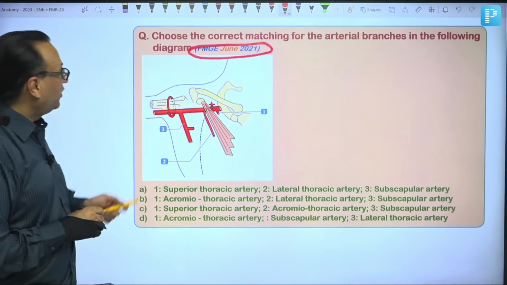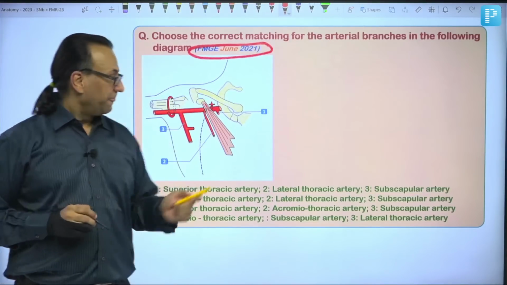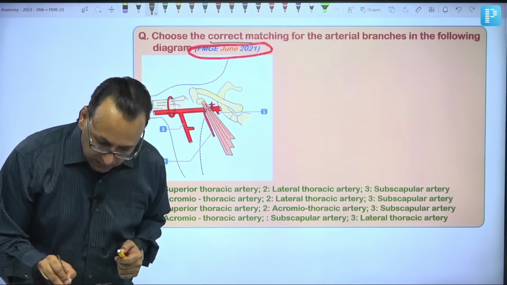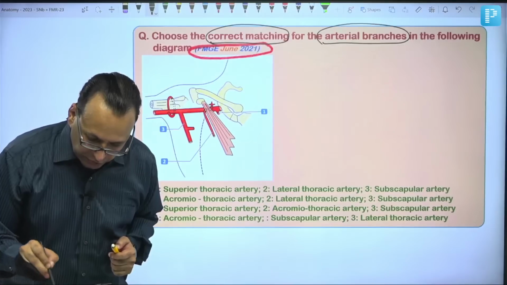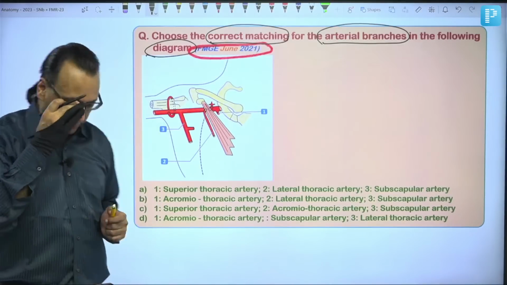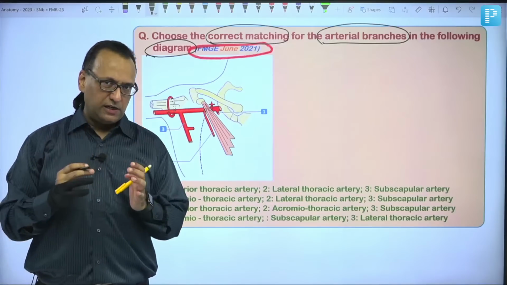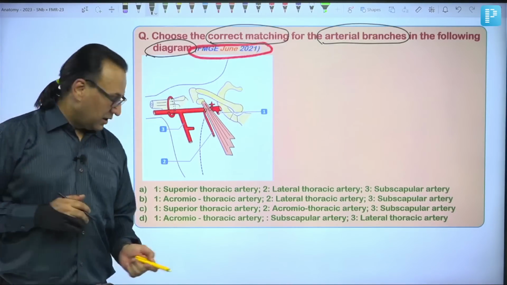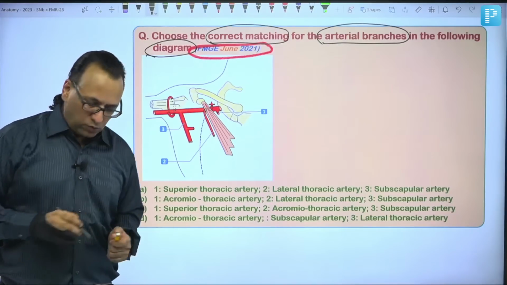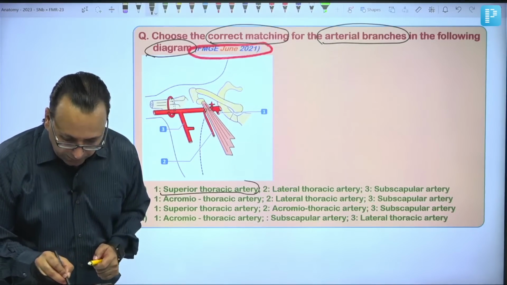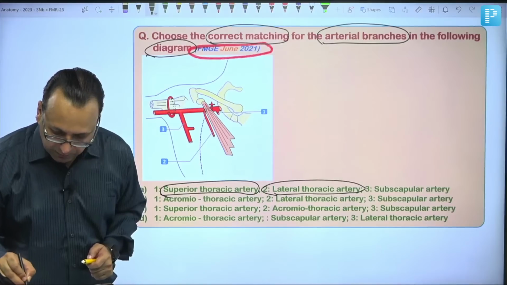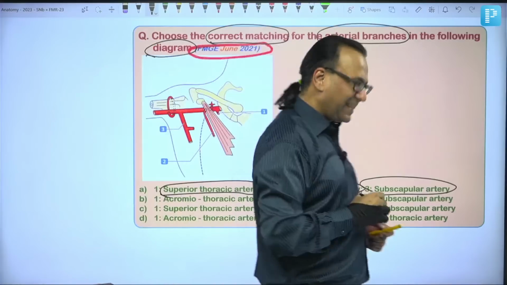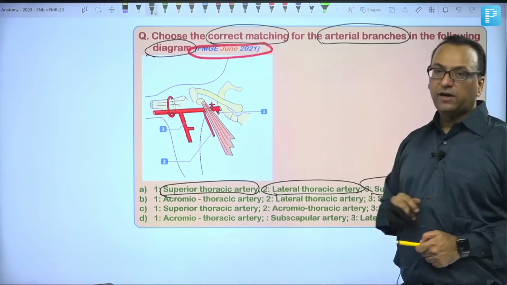Yes. So, June 21, asking for the correct matching for the arterial branches in the diagram. So what are we looking at? Before you start thinking about the answer, you should look at the choices also, that is wisdom. As you go through them, you see superior thoracic artery, lateral thoracic artery and subscapular artery. By looking at these names, I get the idea that they are talking about the branches of the axillary artery.